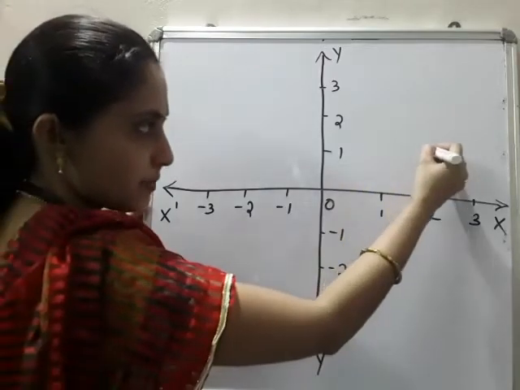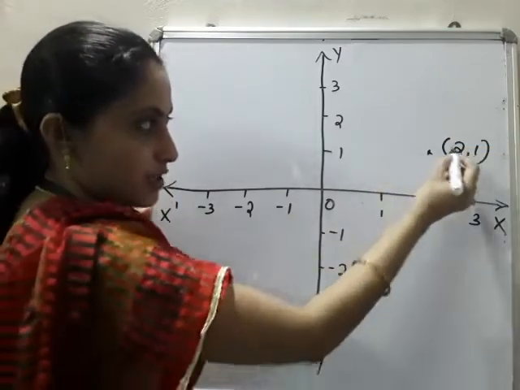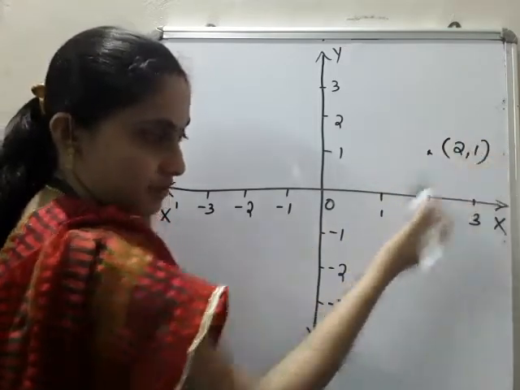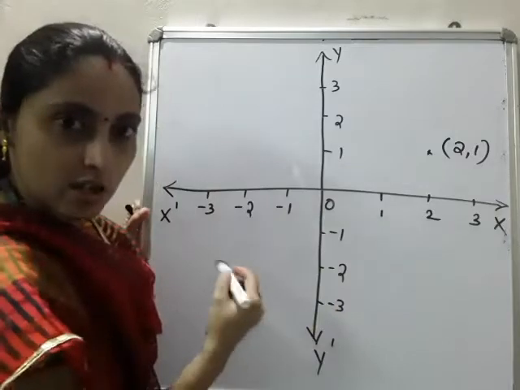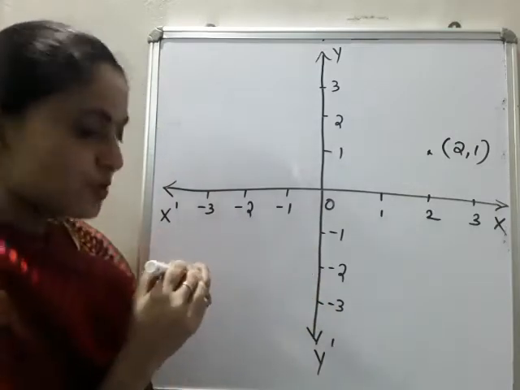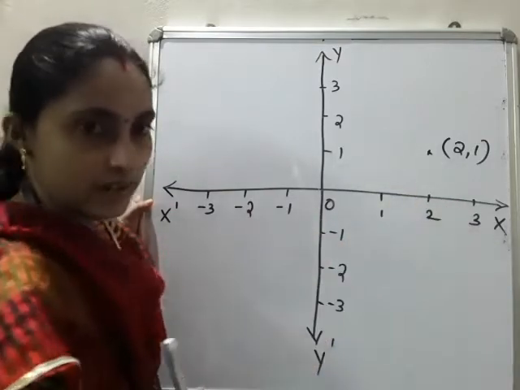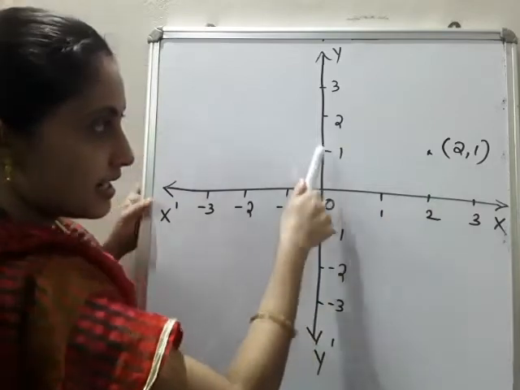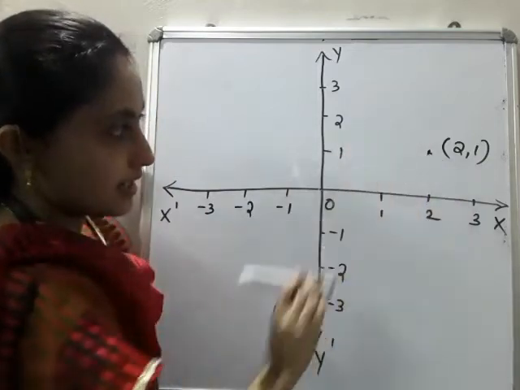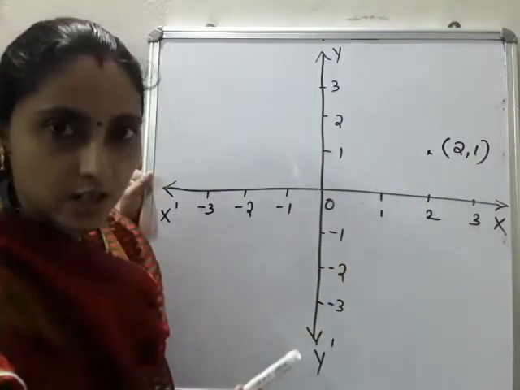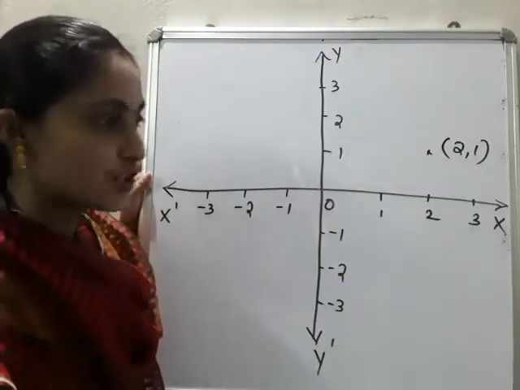You want to locate a point. This represents what? (2, 1). How did you get (2, 1)? Here 2 is the x coordinate and this is the y coordinate. The x coordinate represents the perpendicular distance, or you can say the distance, but most correct is perpendicular. The perpendicular distance from the y axis is the x coordinate. And 1 represents the perpendicular distance from the x axis. That is how we represent the point (2, 1).